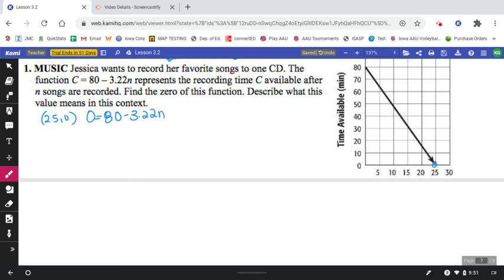When I go to solve it, I subtract 80 from both sides. So I have negative 80 equals negative 3.22n. Divide by negative 3.22, and I get n to equal negative 80 divided by negative 3.22, which is 24.8.